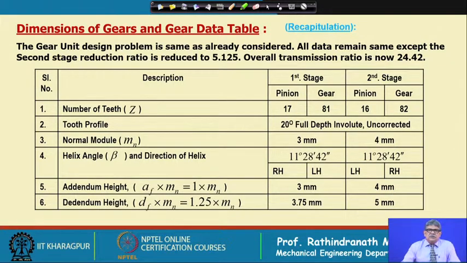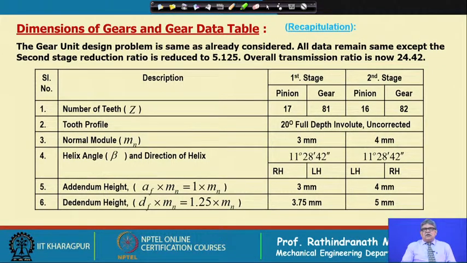Now, the dimensions of the gear and the gear data table, we have already seen, so it is shown again here. We shall keep in mind that when we started this problem, to cover a reduction of about 40 in 2 stages, we chose a very low first stage, around 4 point something, and a second stage a little higher, just to cover it in 2 stages.